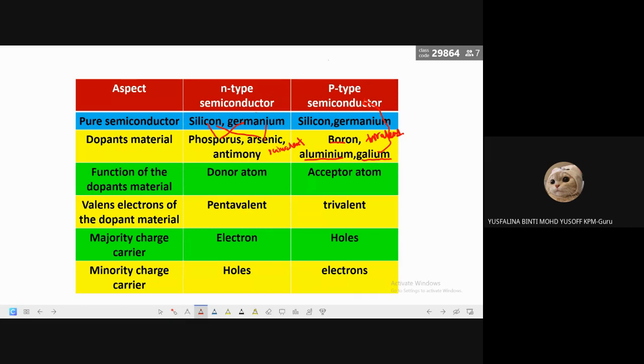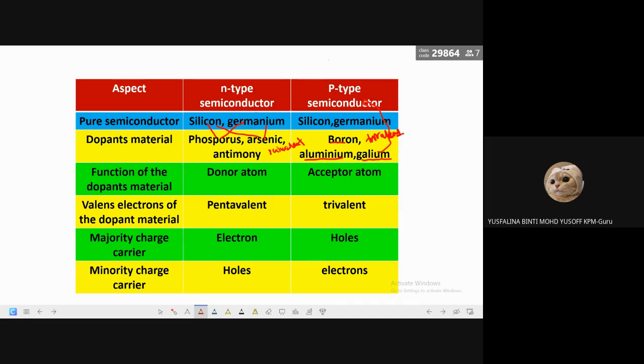So we do the doping process, right? What is the doping process? Doping process is the process of adding impurities into the semiconductor, that is silicon and germanium, to increase its conductivity. Okay, so after we do the doping process, you can produce two types of semiconductor, N type or P type.